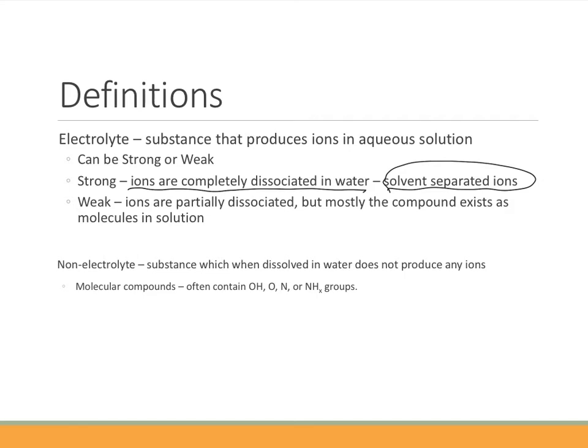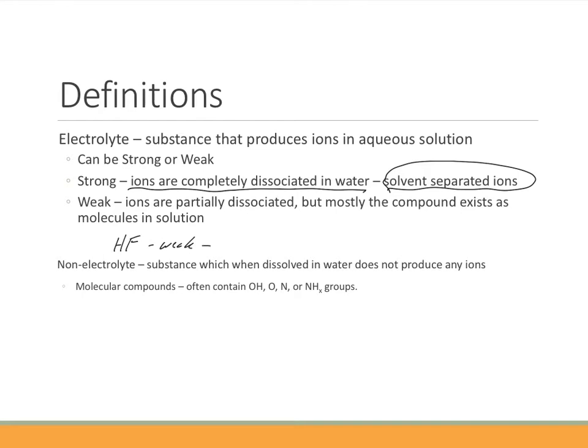You may also have weak electrolytes. Weak electrolytes are ions that are partially dissociated, but mostly the compound exists as molecules in solution. An example of this would be any of our weak acids. We memorized the strong acids in order so that we didn't have to memorize all the weak acids. So anything that's not a strong acid, which, by the way, are strong electrolytes, would be weak acids, which would be weak electrolytes. So something like HF, hydrofluoric acid, is a weak electrolyte.